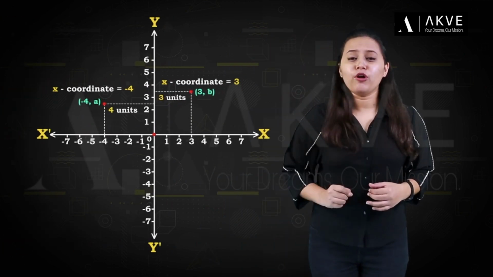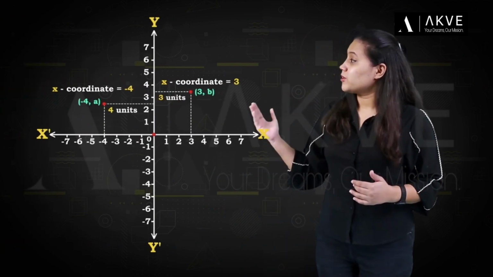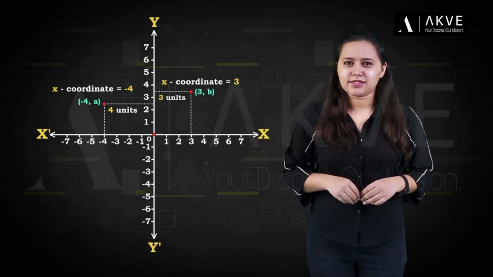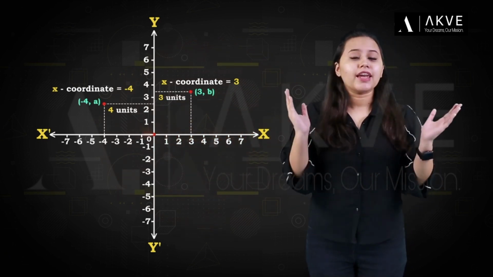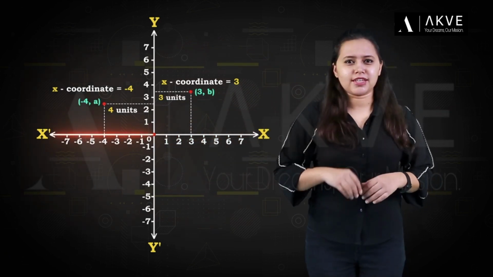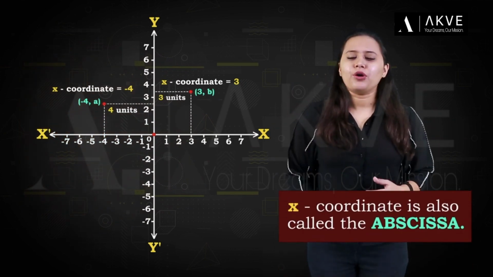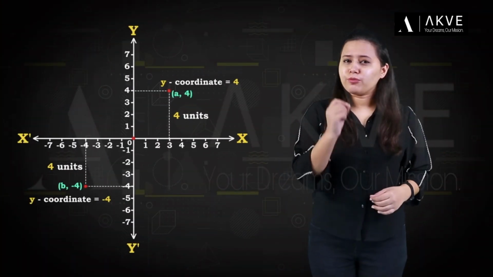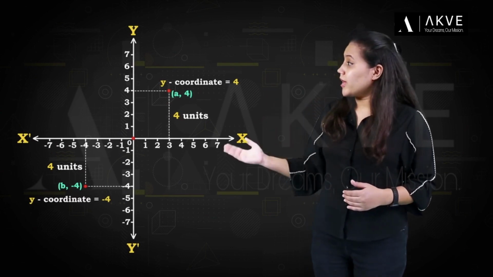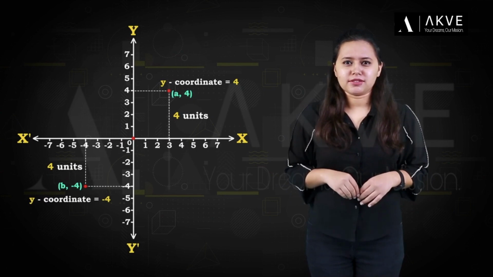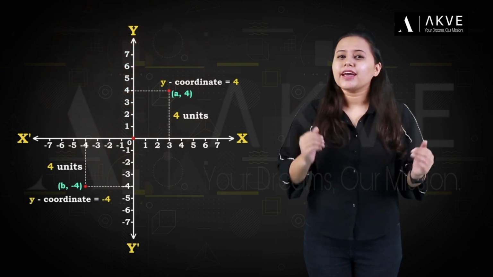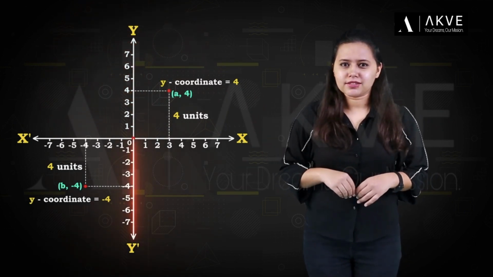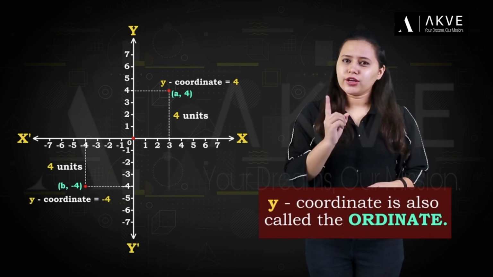Let's start with coordinates. We know that the x-coordinate of a point is its perpendicular distance from the y-axis measured along the x-axis. The coordinate will be positive along the positive direction of the x-axis and negative along the negative direction of the x-axis. The x-coordinate is also called the abscissa. The y-coordinate of a point is its perpendicular distance from the x-axis measured along the y-axis. The coordinate will be positive along the positive direction of the y-axis and negative along the negative direction of the y-axis. The y-coordinate is also called the ordinate.